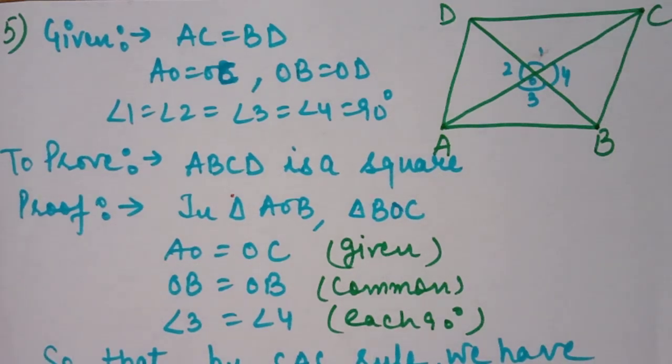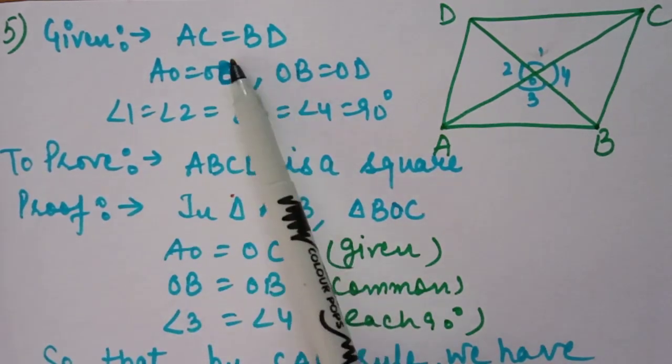So students, we have been given all those properties which we proved in the last question. In the last question a square was given, and in this question we have to prove it is a square. It means question number 5 is totally the converse of question number 4.